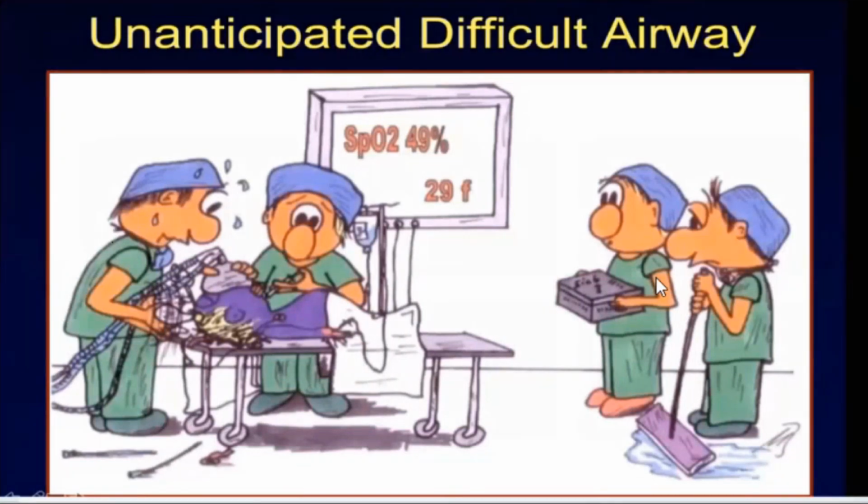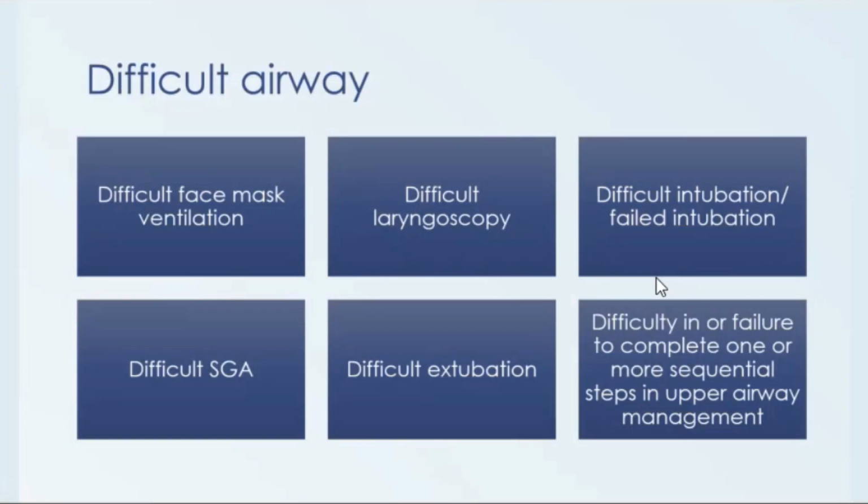So what is a difficult airway? Now, according to the ASA, a difficult airway is difficulty in or failure of any of these sequential steps that we use for upper airway management. So it can be a difficult face mask ventilation, it can be a difficult laryngoscopy, difficult or failed intubation, difficult supraglottic airway, or difficult extubation.